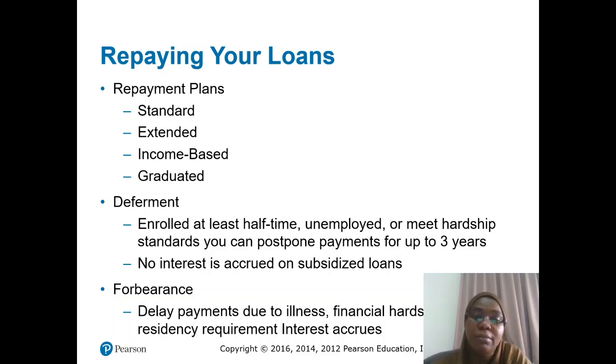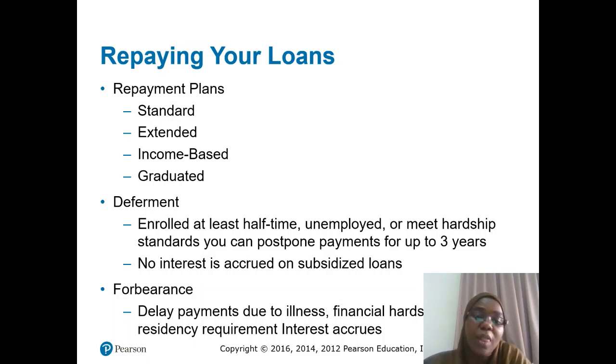Another thing is deferment. If you enroll at least half time, are unemployed, or meet a hardship standard, you can postpone the payment for up to 3 years. For example, maybe someone got a student loan to study and at the end of the day is unemployed; they can apply for this deferment. No interest is accrued on a subsidized loan.